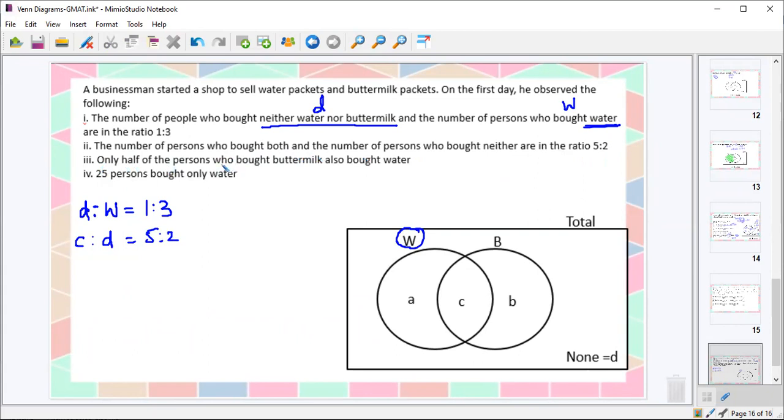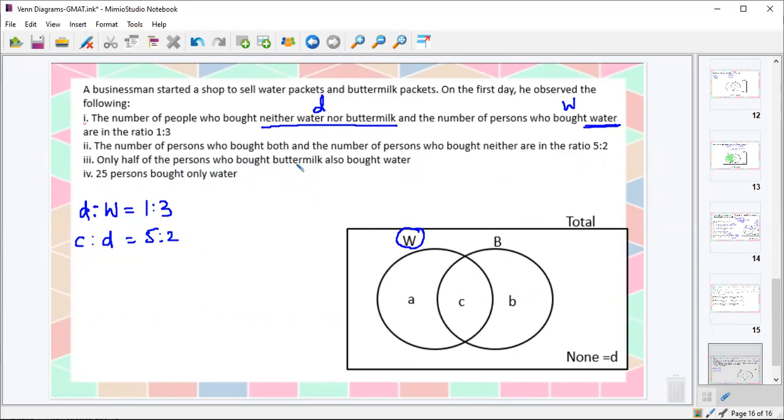Only half of the persons who bought buttermilk also bought water. So buttermilk is this, and half of this also bought water. That means if capital B was 2x, then C would have been x and B would have been x again.